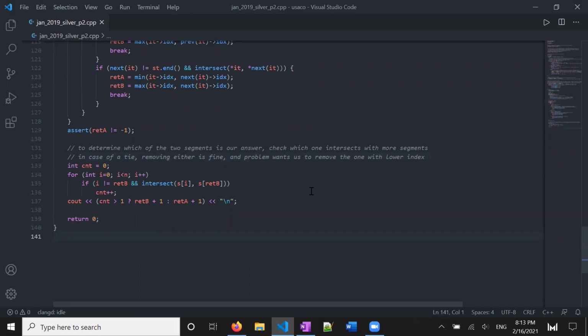And yeah, that is the code for this. It took me quite a while to write and also quite a while to debug. So this was quite the problem.